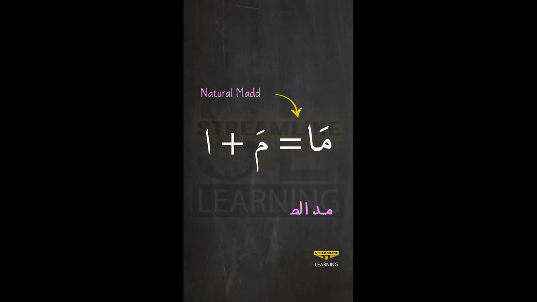So now we have Mim, Fatha, Alif, Sukoon: Ma. How many harkat? Yes, 2 harkat. A little longer sound. It sounds like Ma. This is called Mad Tabi'i or natural Mad. It's the most common and the easiest type of Mad.